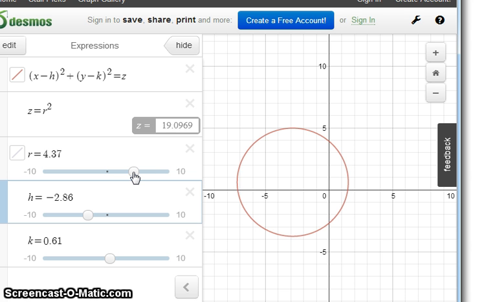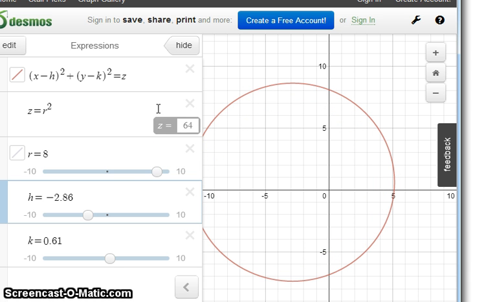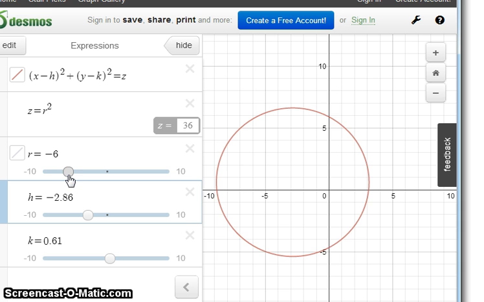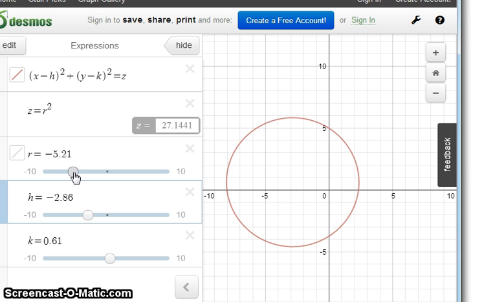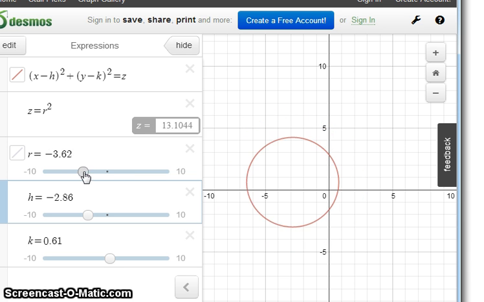It shouldn't be any surprise that if we take this radius and increase the number, it's going to increase z. So we have r equals 8, this z is equal to 64. We have a much larger circle. Let's see what happens when r gets really small. Now it's 0, there's no circle there, and that makes sense. A circle with no radius at all doesn't really exist. And then here's something a little more abstract. If r is a negative number, you still end up with the same type of circle here, because when you square this negative number, you're still going to get a positive number, so it doesn't have a huge impact.